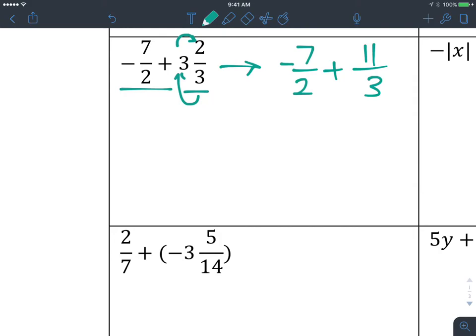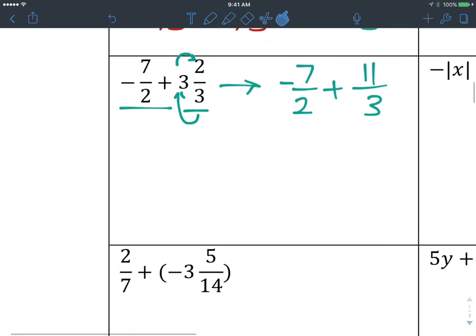So I'm going to go ahead and let you finish that one on your own. Just remember you're going to find the least common denominator of 2 and 3. Whatever you do to the bottom, you have to do to the top to keep the equivalence, keep the same value. And then after that, make sure you simplify back to a mixed number if it's necessary. So I'll let you do that one on your own.